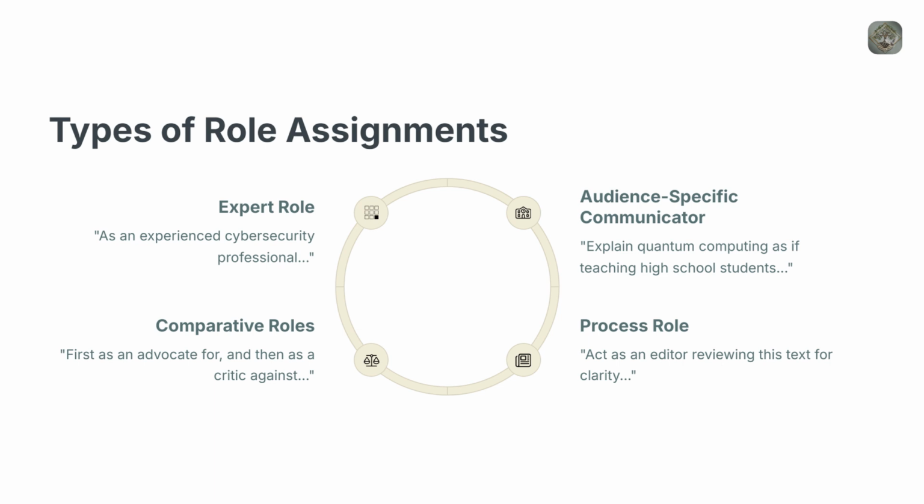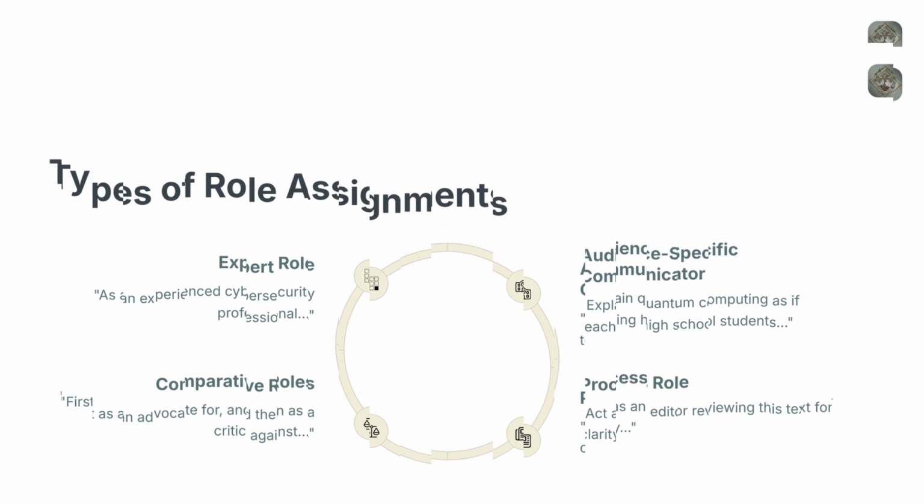The process role assigns a functional task that implies a process. "Act as an editor reviewing this text for clarity." This focuses on specific analytical or creative methods. And comparative roles request multiple perspectives: first as an advocate for, and then as a critic against. This generates balanced viewpoints. Each role type shapes how the AI approaches your request.